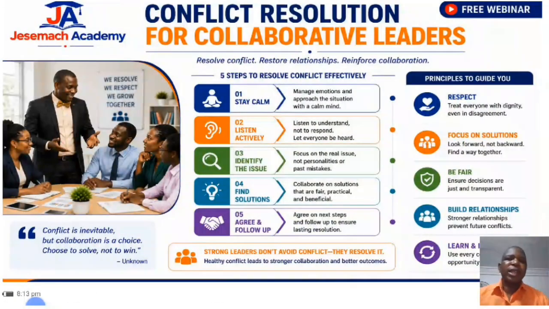Let's move on to the next slide. Conflict resolution for a collaborative leader. You must learn how to stay calm, listen actively, then identify issues and find solutions to them. These are the steps to resolve conflict effectively. You first of all stay calm, study the conflict very well, listen actively to the people involved in the conflict, then identify the main issue and quickly provide a solution to it. Then lastly, you agree to follow up.